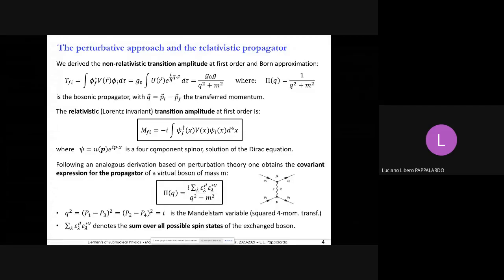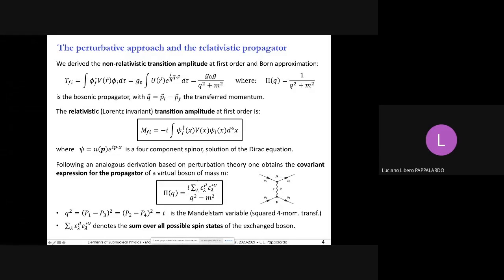Now, following a derivation based on perturbation theory, analogous to the non-relativistic one that we did, one obtains the following expression for the boson propagator, which is rather different from the non-relativistic one. So here, first of all, q squared is the square of the 4-momentum, not the square of the 3-momentum. This corresponds to the t Mandelstam variable, which is the 4-momentum transfer indeed. So you can write it as (p1 minus p3) squared or (p2 minus p4) squared. And this is the t Mandelstam variable, if you remember. But we'll see other cases later on.